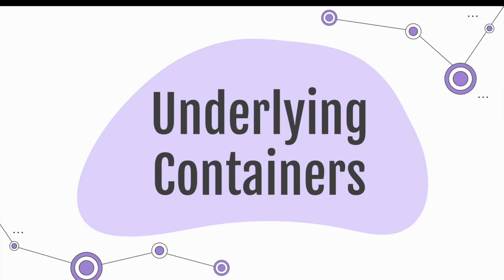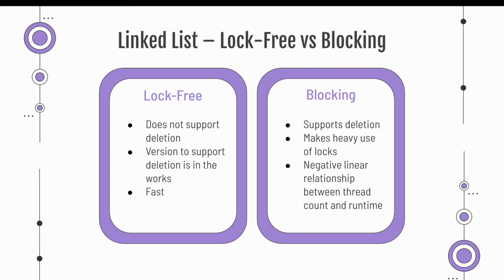Now that we've gone over the hash map, let's check out the containers that drive it. We focused on linked lists for their simplicity and relevancy to class discussion. Specifically, we focused on 2 implementations, lock-free and blocking. Our lock-free implementation does not currently support deletion, for reasons we will cover shortly. A deletion-aware version is in the works. Most importantly, this implementation is very fast. The blocking implementation utilizes hand-over-hand locking and supports deletion.